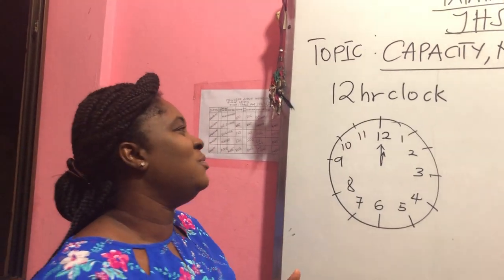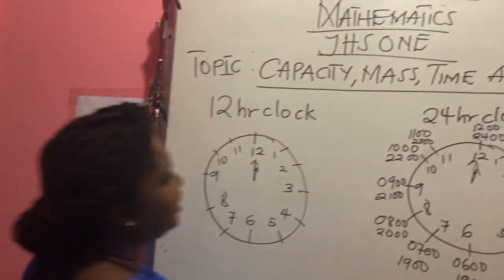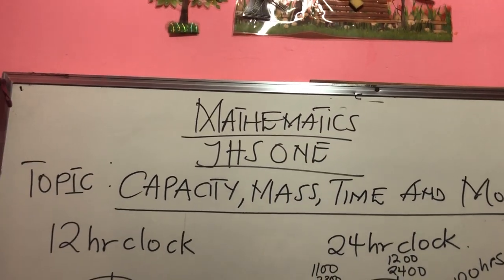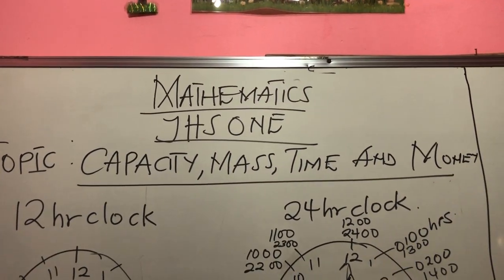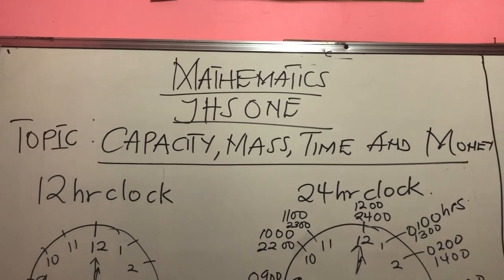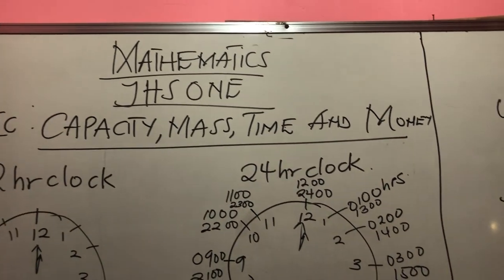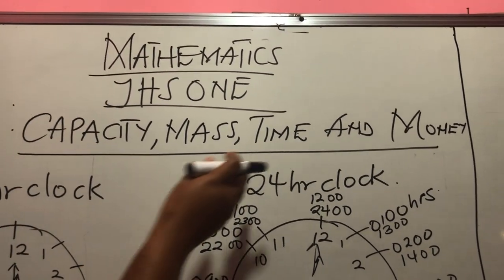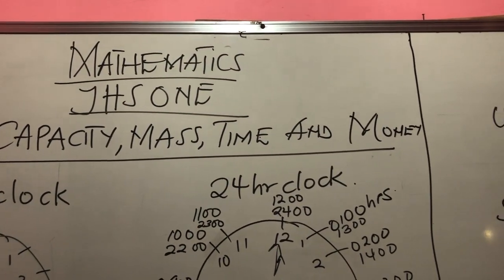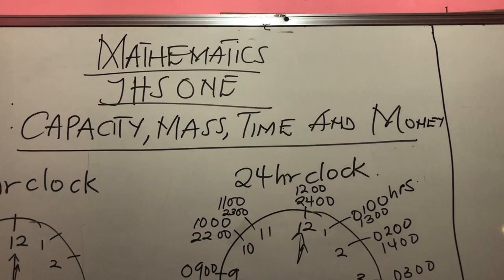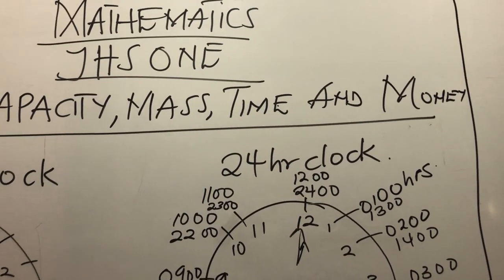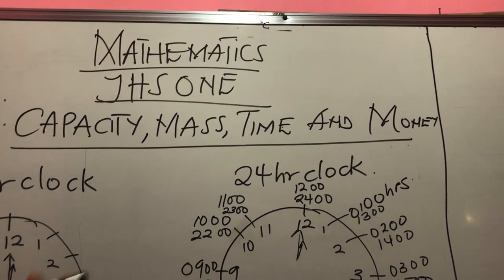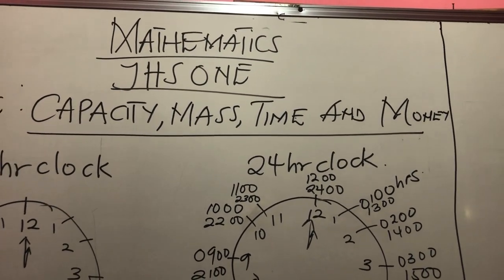So last week, you remember we started with our topic: capacity, mass, time, and money. And I told you, God willing, the following week, which is this week, we are going to look at time and money. But today, Monday, we'll be looking at time, and God willing, tomorrow, we will look at money.